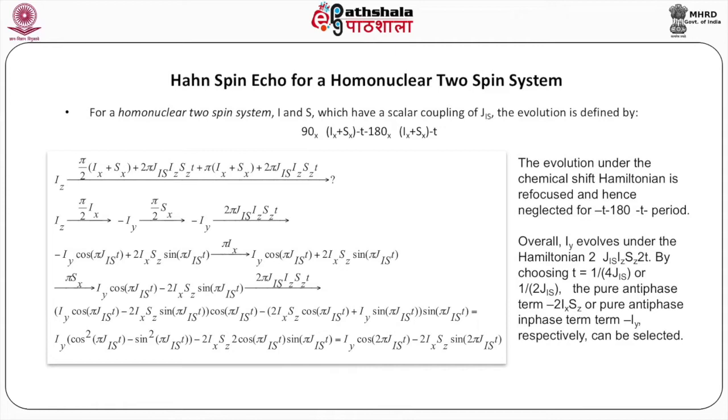Overall, Iy evolves under the Hamiltonian 2 pi J is Iz Sz for 2t. By choosing t equal to 1 by 4 J is or 1 by 2 J is, the pure anti-phase term minus 2 Ix Sz or the pure in-phase term minus Iy respectively can be selected.